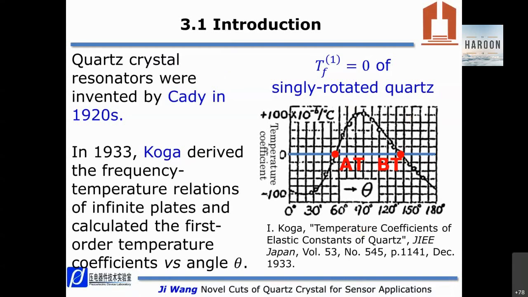crystals. In the early days, it was the AT cut, actually discovered in 1933 by two researchers independently, Koga from Japan and Beckmann from Germany. So at that time, people tried to get the frequency temperature relation of the quartz crystal. We found that with this orientation, we can get a very good frequency temperature relation. So that's the beginning of the AT cut products.